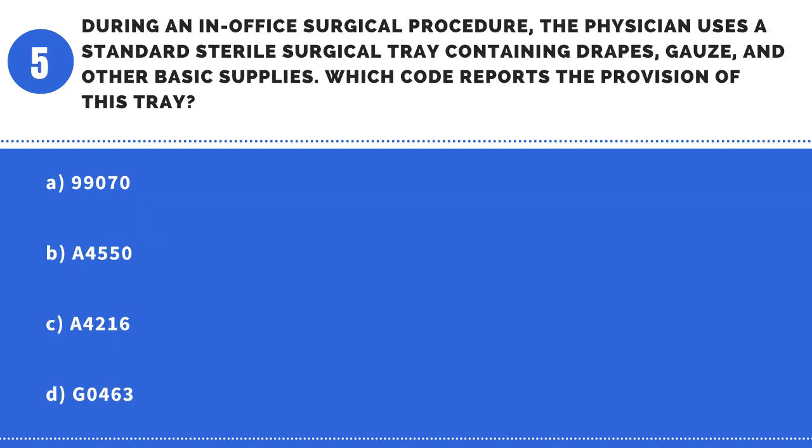Question 5. During an in-office surgical procedure, the physician uses a standard sterile surgical tray containing drapes, gauze, and other basic supplies. Which code reports the provision of this tray? A. 99070. B. A4550. C. A4216. D. G0463.